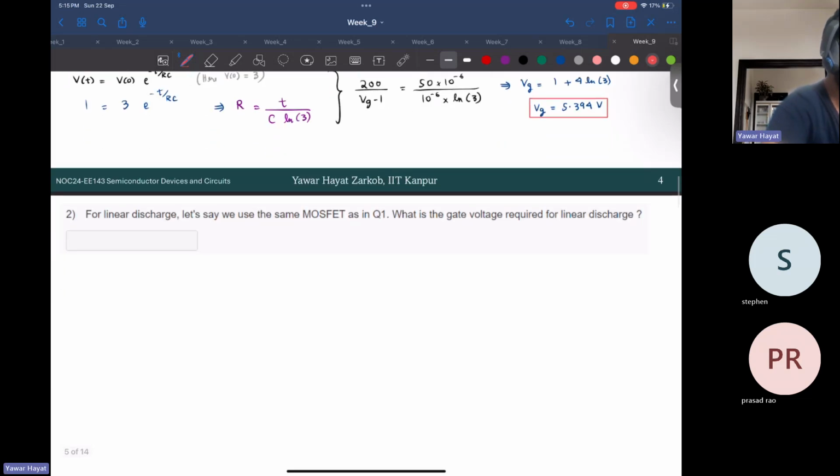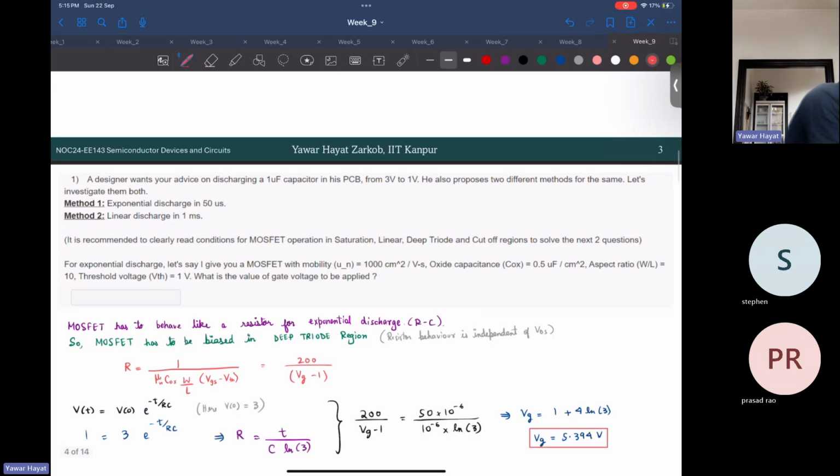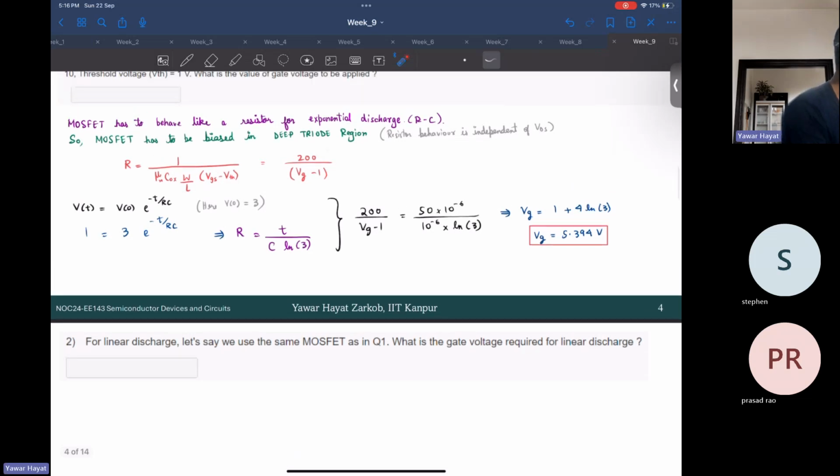So now for linear discharge, say we use the same MOSFET as in question 1. What is the gate voltage required for linear discharge? We dealt with the exponential one. Now we are interested in this method too, linear discharge in 1 millisecond. Firstly, we need to decide where we need to bias the MOSFET for this operation, and only then would we be able to compute the value of the VG. So I'll write following.